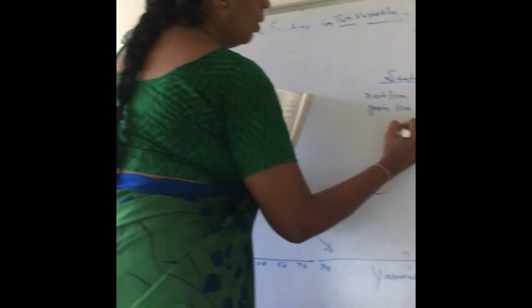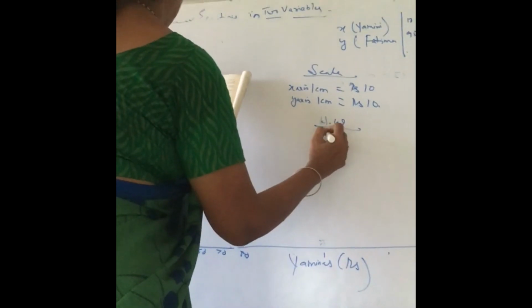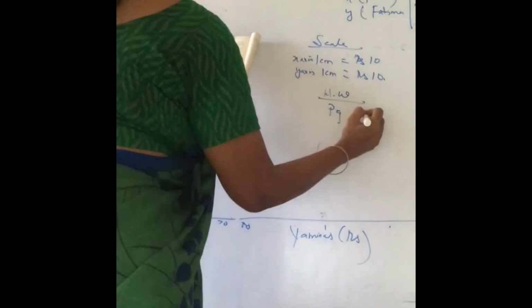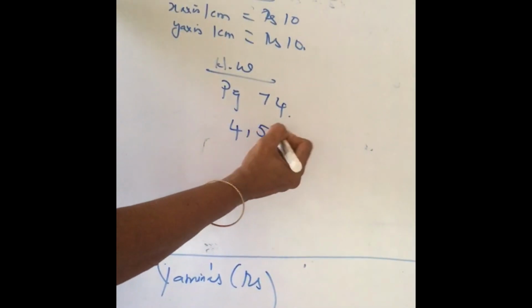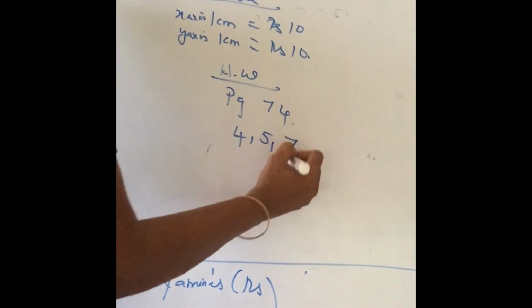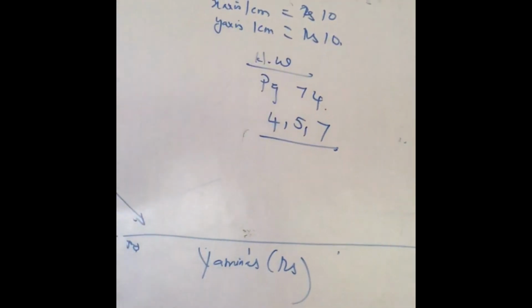Homework. Page number 74. Fourth one. Fifth one. Seventh one. Please do these sums for homework too.